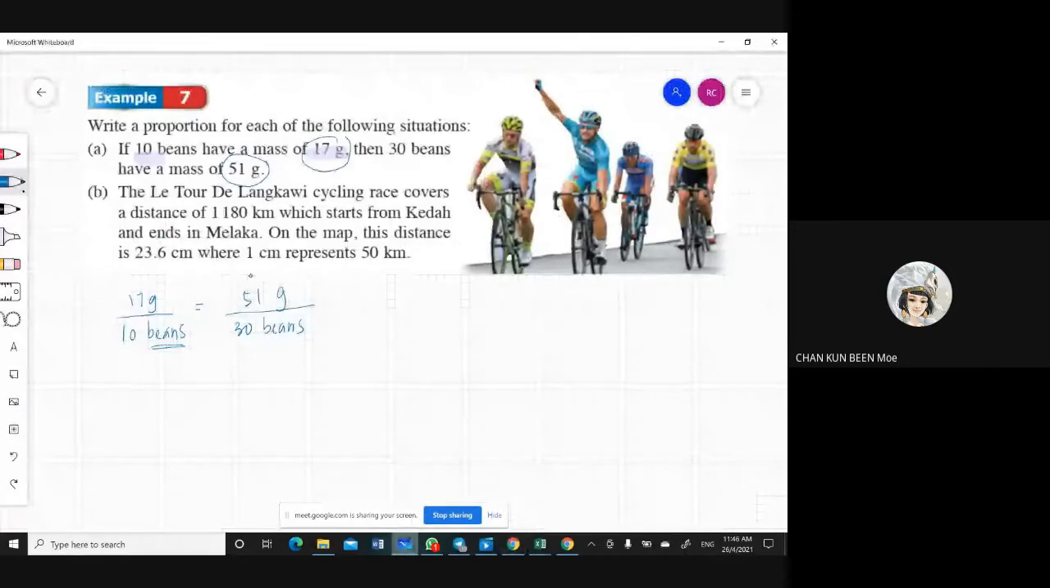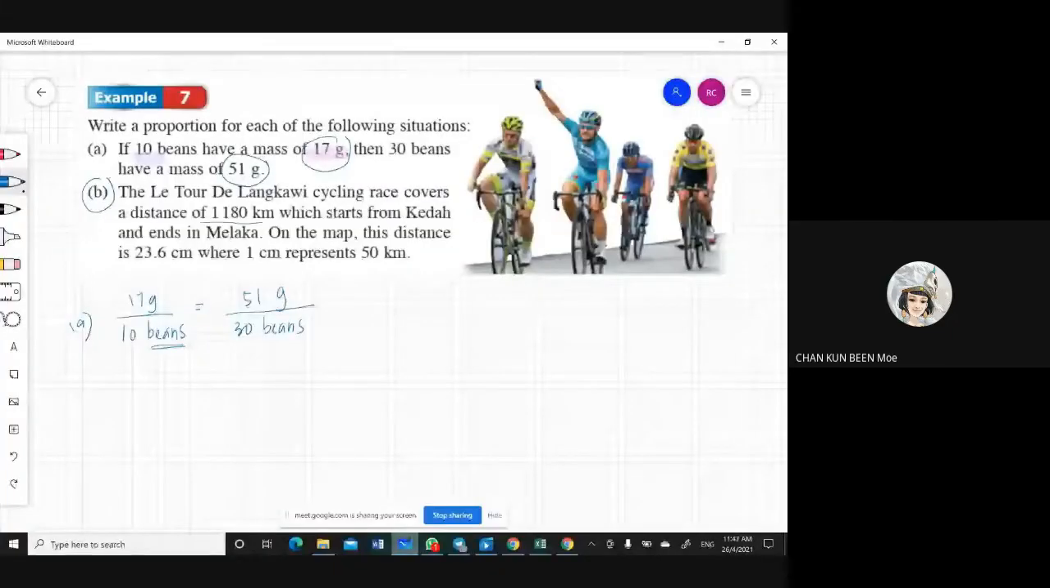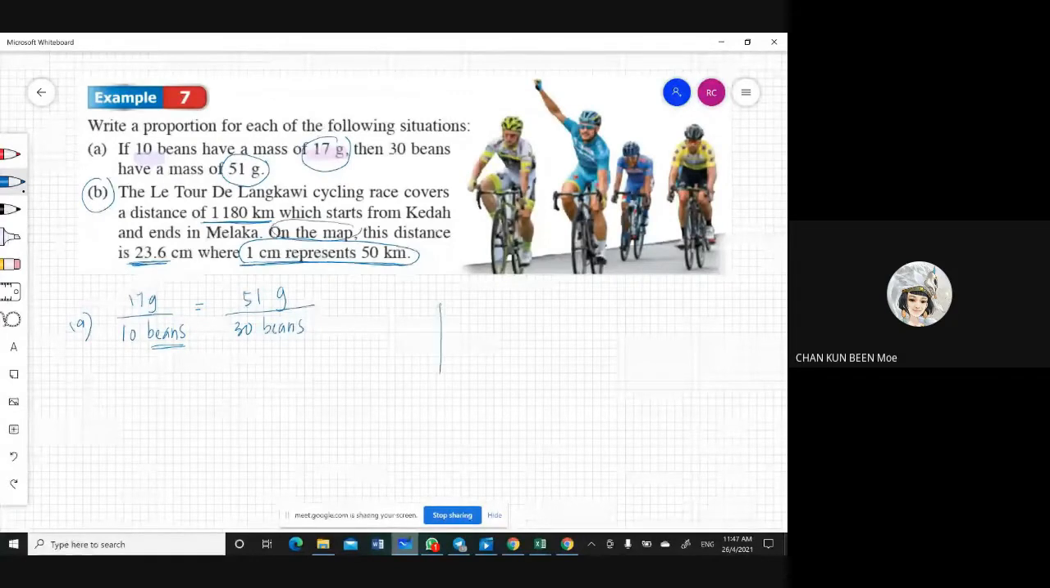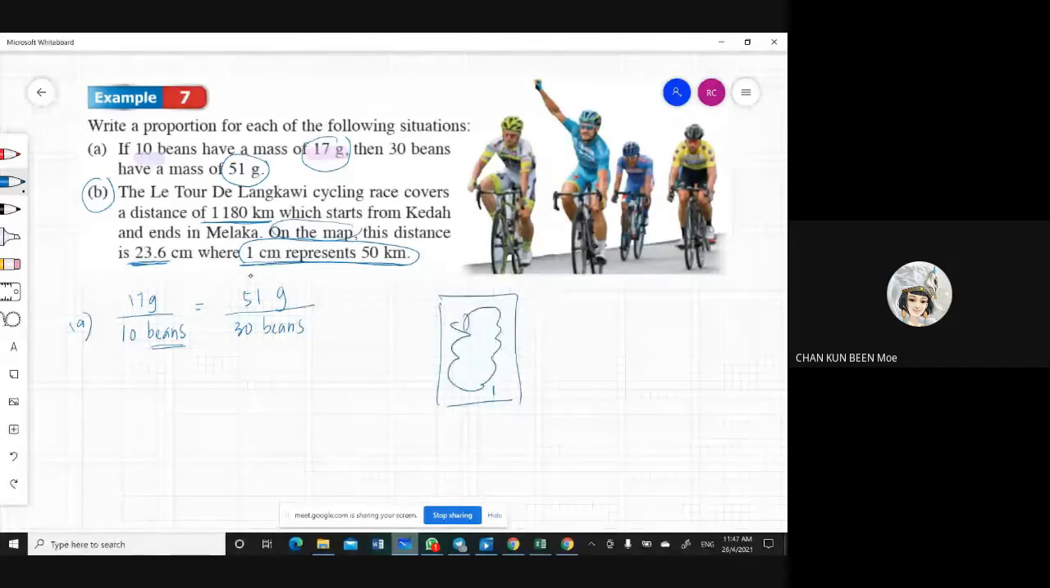Now we look into B. The Le Tour de Langkawi cycling race covers a distance of 1180 kilometers, which starts from Kedah and ends in Melaka. On the map, this distance is 23.6 centimeters, where 1 centimeter represents 50 kilometers. Remember, on the map we will always have a scale. The scale will be given at the bottom of the map. They will tell you, this 1 centimeter represents 50 kilometers.